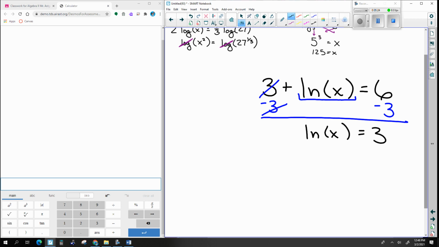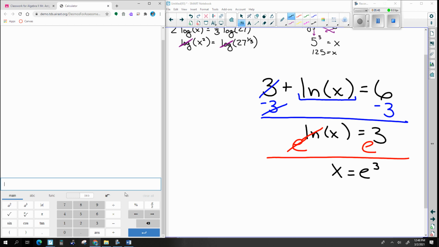Now, it's a little bit more difficult to write it in this situation, where it's not like the base is the base. But don't forget our good friend e. E eliminates ln. So x is equal to e to the 3rd power, and Desmos is more than capable of handling that problem. E to the 3rd power is 20.08, et cetera.